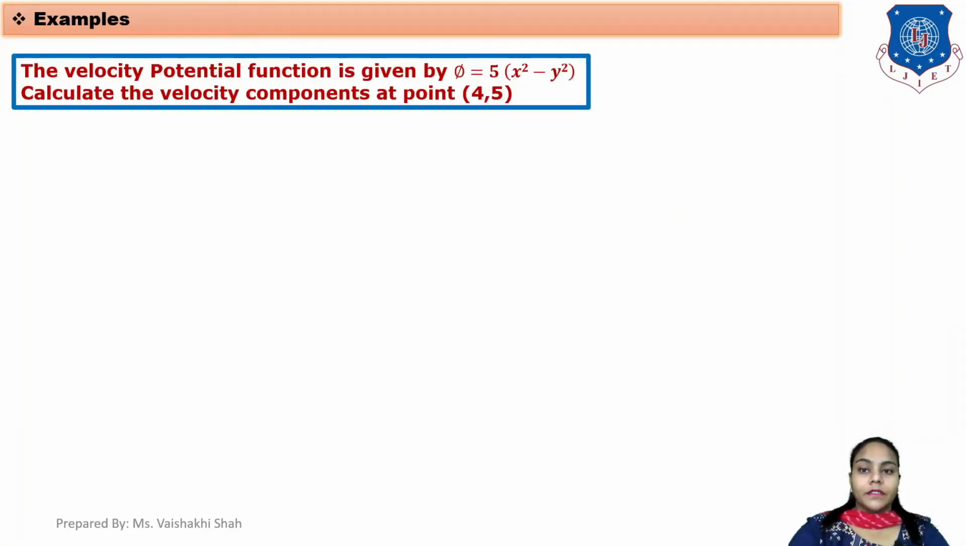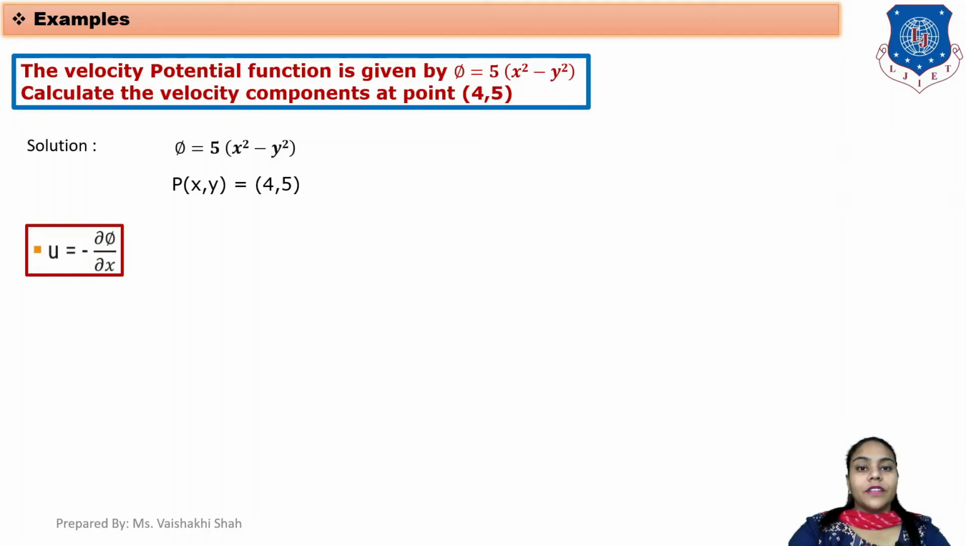First example is given to you. The velocity potential function is given by phi equals to 5 into x square minus y square. Calculate the velocity components at point 4, 5. Here velocity potential function phi is given to you, where phi equals to 5 x square minus y square, and we have to find out velocity components at point 4, 5. So, x equals to 4 and y equals to 5.